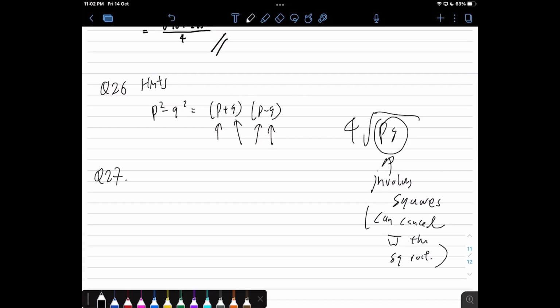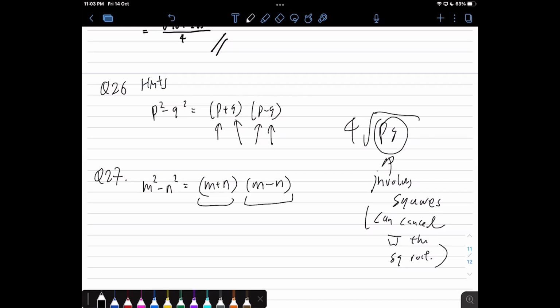For question 27, given that sine x equals to m plus n, cosine x equals m minus n, show that m squared minus n squared equal to half sine 2x. So again, you need to realize that m squared minus n squared is nothing but m plus n multiplied by m minus n. Then what is m plus n? What is m minus n? Read the question and you will see.